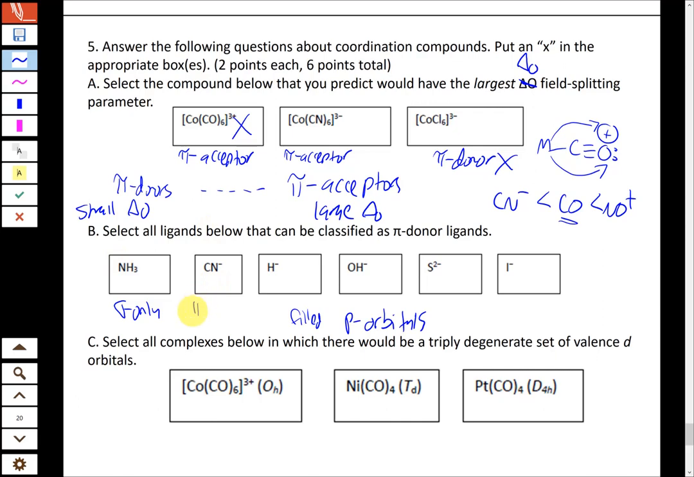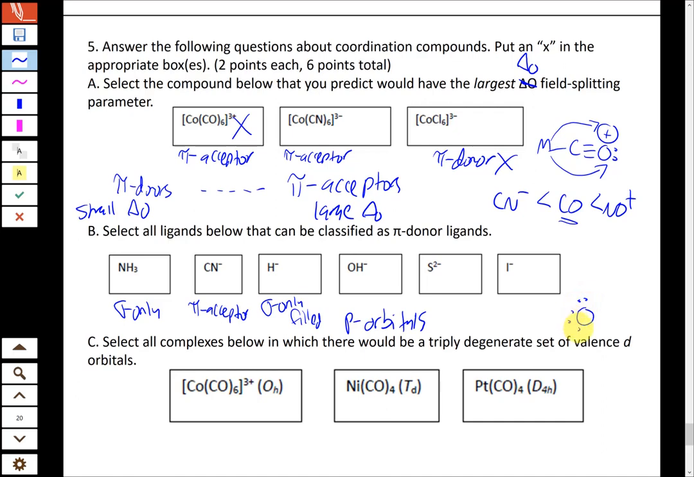CN minus, as we just said, is a pi acceptor. It has a sigma orbital on carbon and then 2 empty pi star. H minus hydride only has an s orbital that's filled, so you can't have any pi bonding involving s orbitals. So this is another sigma only. But then these last three here, OH minus, S2 minus, and I minus, all have multiple lone pairs.